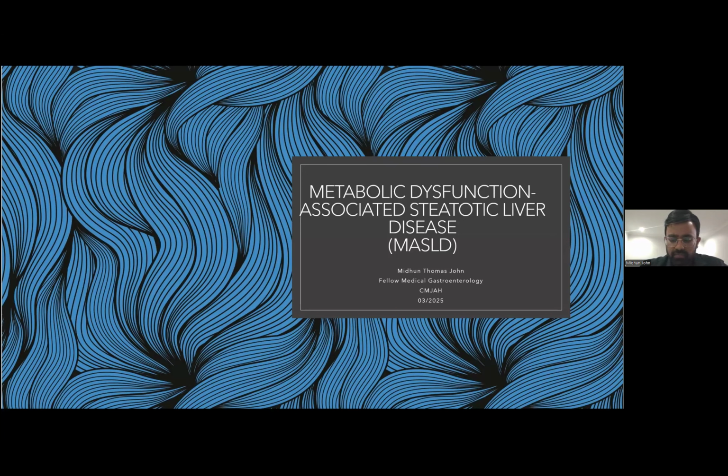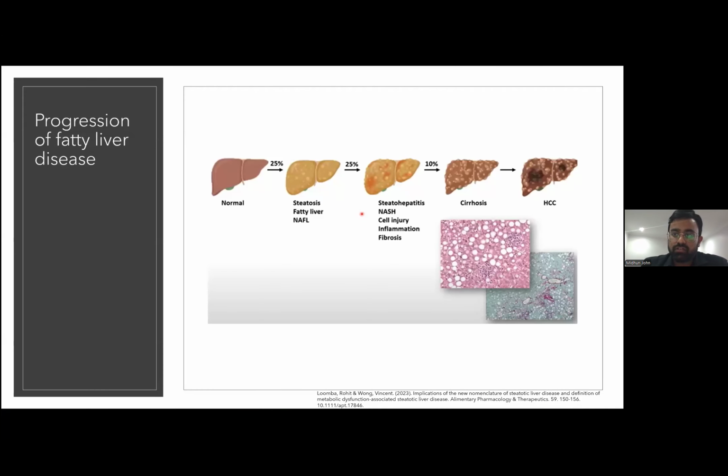Before we move on to the actual core topic, I just wanted to revise a few things, especially for the junior fellows, including me. This is the progression of a steatotic liver disease. As you can see from the left-hand side, you've got a normal liver, and with accumulation of fat, it develops steatosis. That steatosis undergoes cellular injury and inflammation, as well as fibrosis, to form steatohepatitis as well as MASH. Then eventually, this progresses to cirrhosis and hepatocellular carcinoma.